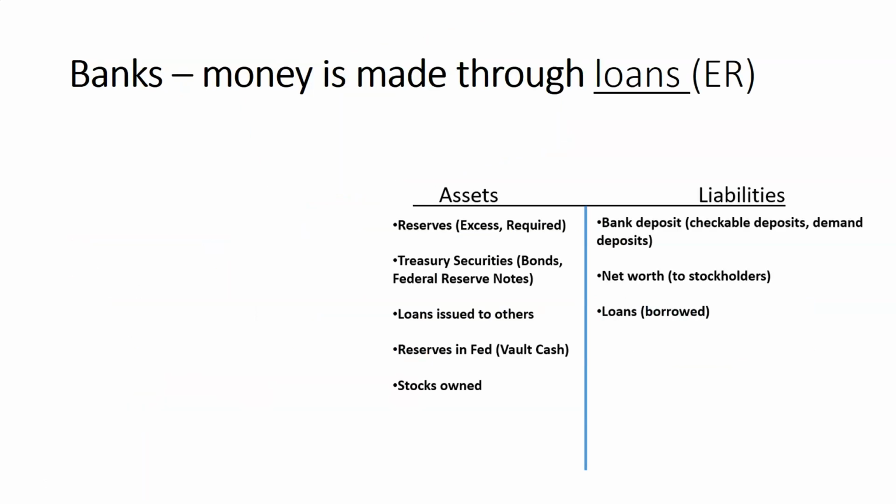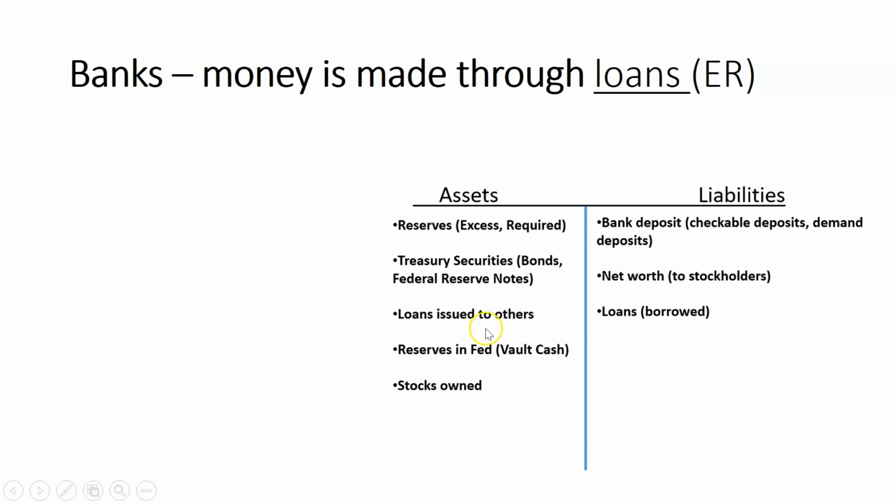What I want to get into now is the T-chart. When we talk about banks, their whole goal here is to make money, and money is made through loans, which are in our excess reserves. When you have a T-chart, you have your liabilities over here on the right-hand side, and you have your assets on the left-hand side. The most talked about or used liability are the demand deposits. Another way that they can be referred to are bank deposits or checkable deposits. You also have other liabilities like loans that the bank has taken out itself or owner's equity through the shareholders.